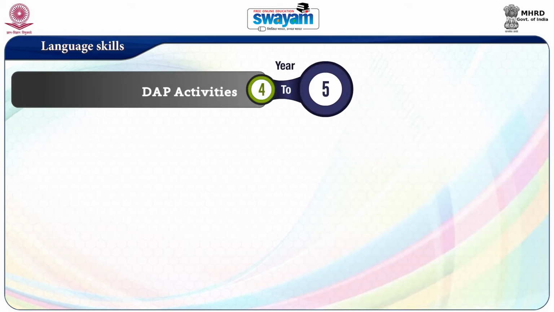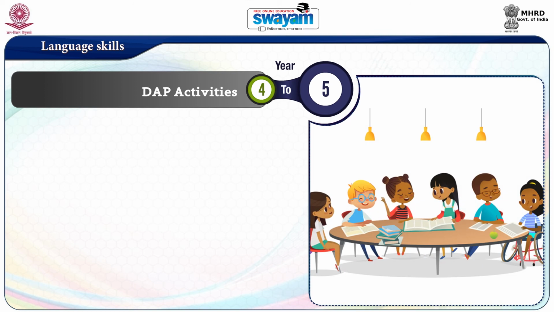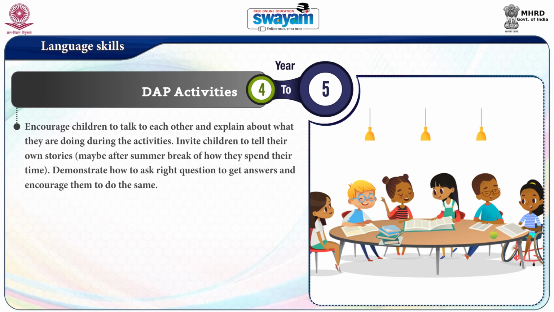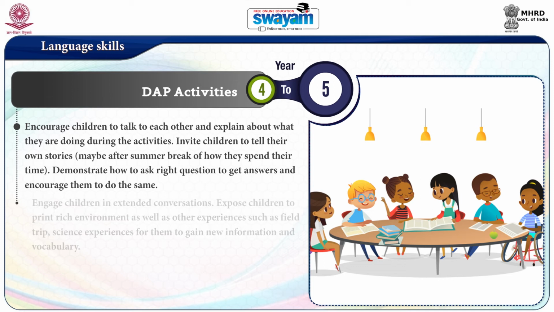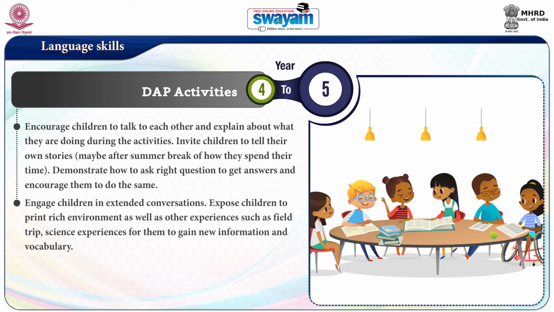So, for developmentally appropriate practice, some of the activities which we can suggest are to encourage children to talk to each other and explain what they are doing during the activities. Invite children to tell their own stories, maybe after a summer break, of how they spent their time during the summer break. Demonstrate how to ask the right questions to get answers and encourage them to do the same. Engage children in extended conversation.